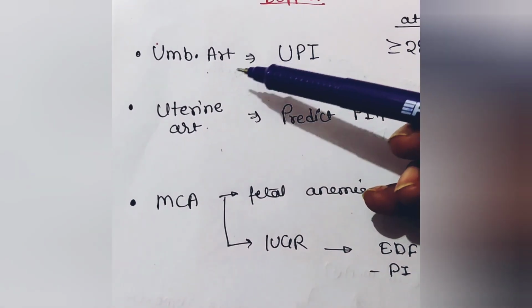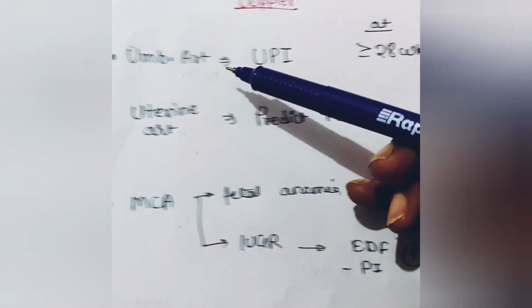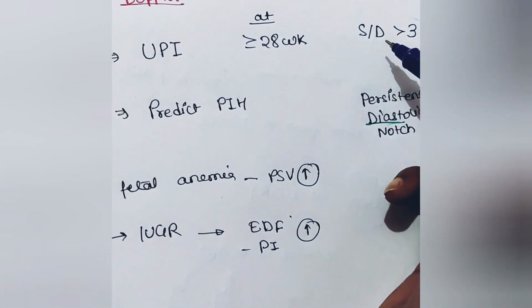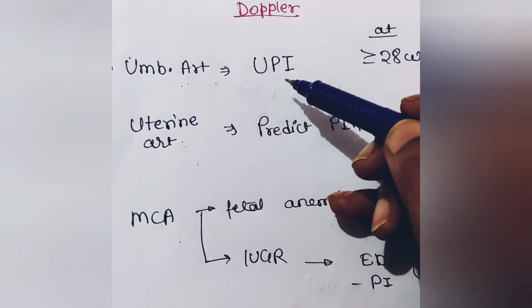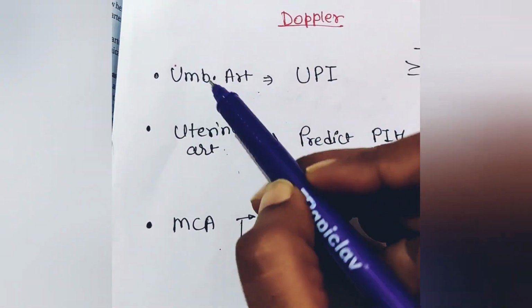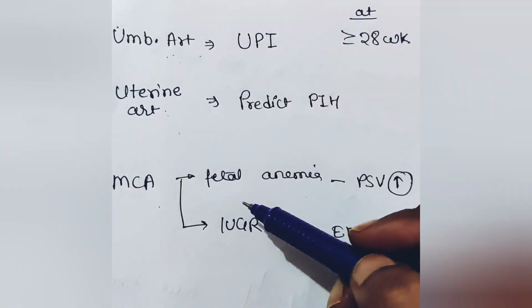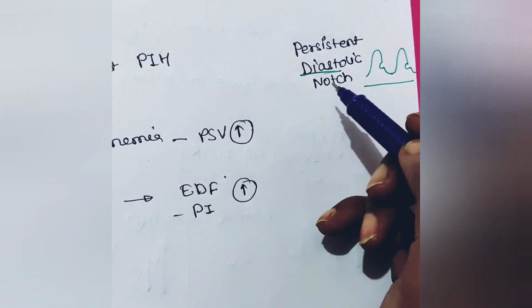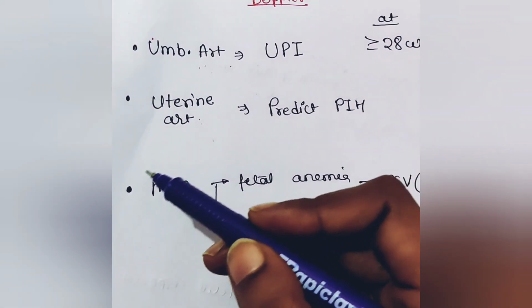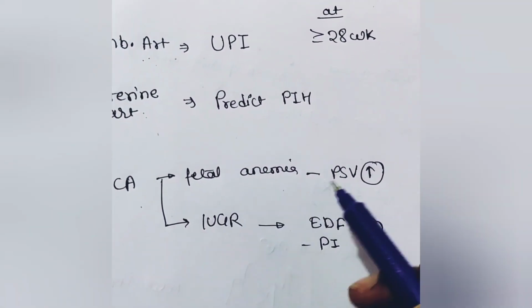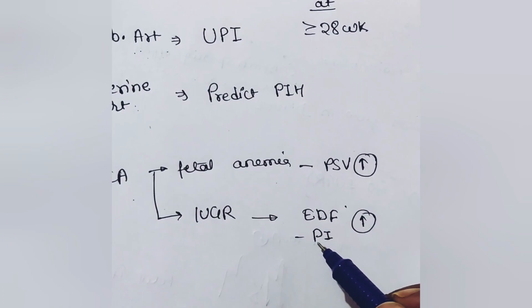So in nutshell, we have discussed umbilical artery, uterine artery and middle cerebral artery Doppler. In umbilical artery Doppler, we have seen systolic by diastolic ratio, which was increasing and more than 3 was significant, enough to predict uteroplacental insufficiency. So umbilical artery Doppler is done to predict uteroplacental insufficiency. In uterine artery Doppler, we had seen persistence of diastolic notch after 22 weeks was predicting PIH or preeclampsia. In middle cerebral artery Doppler, we have seen in fetal anemia, peak systolic velocity was increasing, and in IUGR, end diastolic flow and pulsatility index was increasing.